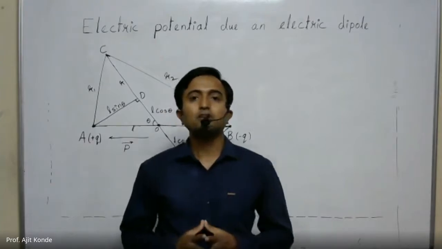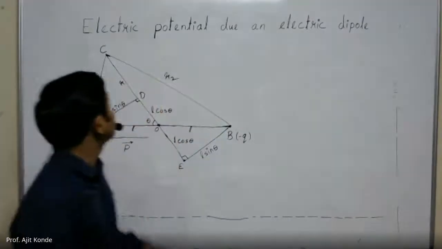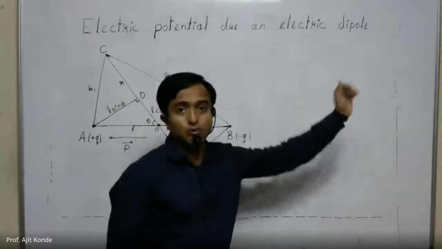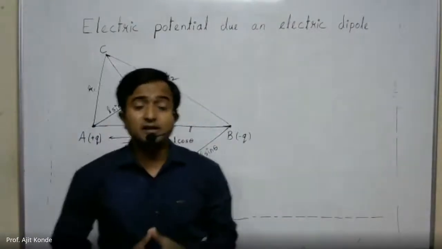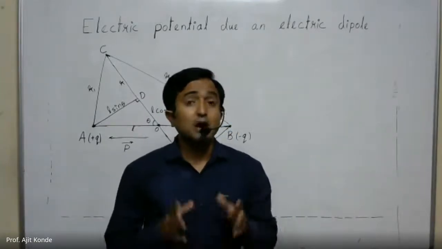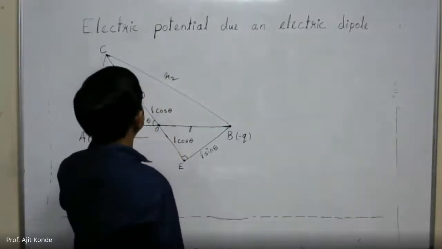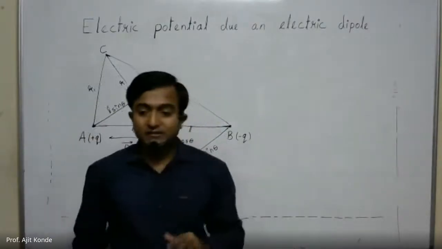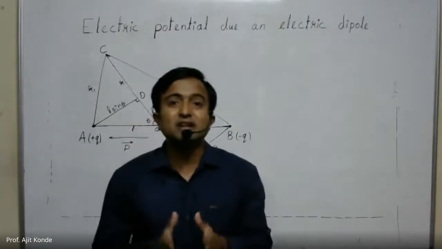Today we are going to derive an expression for electric potential due to an electric dipole. Previously we derived the electric potential due to a point charge. Now we have to derive the electric potential for an electric dipole. For that we should understand what an electric dipole is.